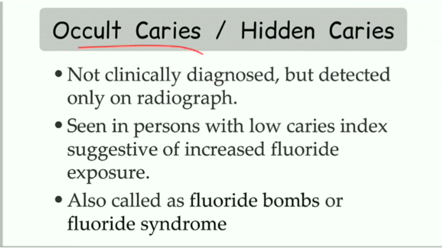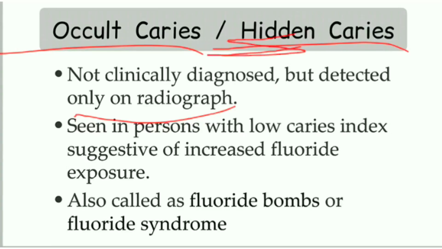Now let us see what is occult caries, the hidden caries. It is not clinically diagnosed but detected on radiograph. What happens here is that the caries lesion is progressing into the tooth but it cannot be seen on the surface. Why? Because it is hidden. The caries lesion is progressing into the tooth but we cannot see it in the oral cavity. That's why we call it hidden caries, because it is hidden from the outside, and we get to know about it when we do a routine radiographic examination for some other disease.